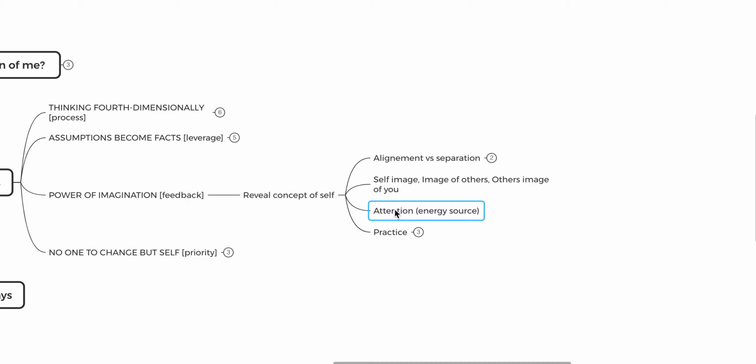Or maybe it's full of doubt, indecision, fear, whatever. Whatever you observe, it just reveals your current concept of self. That's it, it's just feedback. And again, as before, you get the shift instantly.